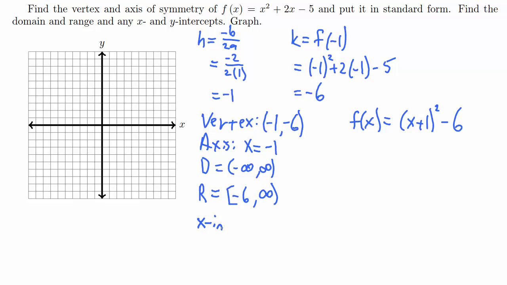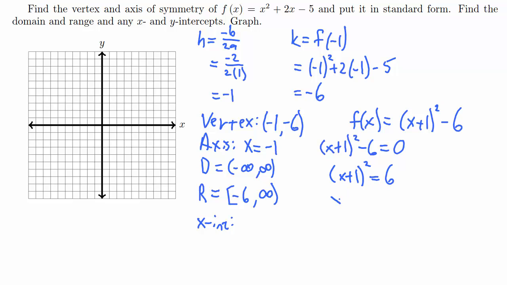Next, we want to look at the x-intercepts, if there are any. Now notice that in the range here, negative 6 is part of the range, so there's going to be x-intercepts. So what we're going to do is set the function equal to 0. So that's x plus 1 squared minus 6 is equal to 0. So you can add 6, which means x plus 1 squared is equal to 6.